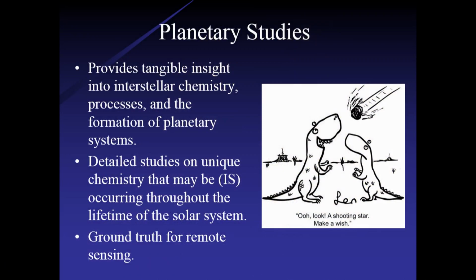What I want you to take away from this is that what we can do in the solar system is get tangible insight into interstellar chemistry and the processes that happen during planet formation, not only in our own solar system, but that we can then apply to disk or planet formation across the galaxy. We can do detailed studies on unique chemistry that may be, or probably is, occurring in real time throughout the solar system. So comets have real chemistry happening. We now have resolution and sensitivity with telescopes and flyby missions, et cetera, that we can actually see that chemistry happening. And it provides a ground truth. If we can go to things and bring back samples, that's a ground truth for remote observations. But we can't go to everything, so we still need some sort of global context.